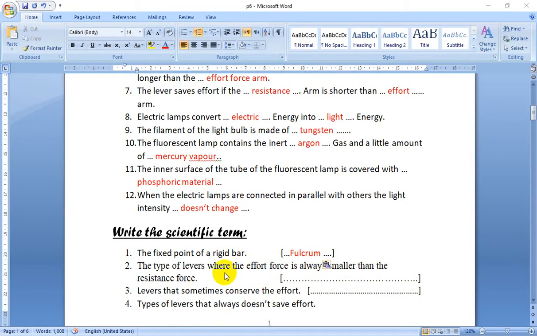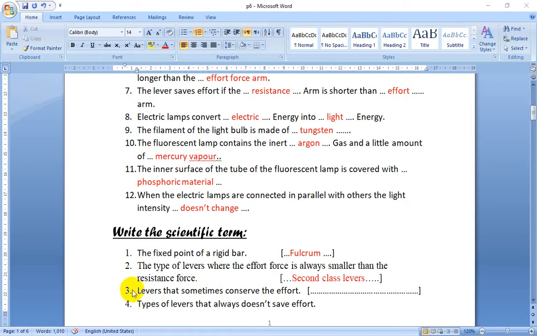The distance effort arm is longer than resistance arm. So that means resistance is in the middle between fulcrum and effort force. So this type, the resistance between fulcrum and effort force, is the second class lever.